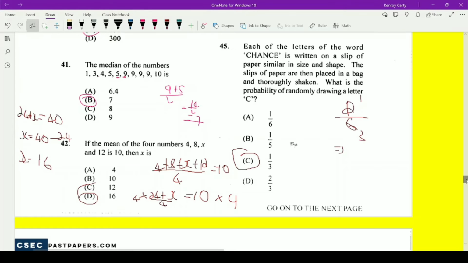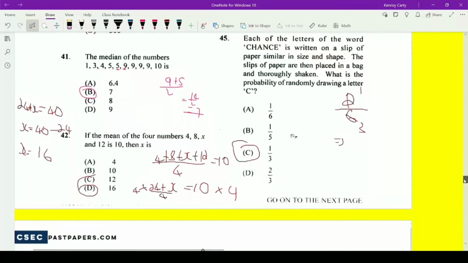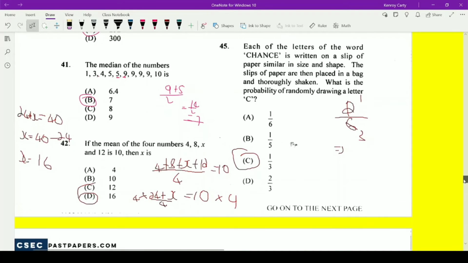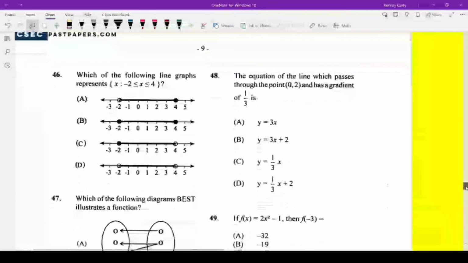So when dealing with probability, you need to find out the total number of possible outcomes and the event that you're interested in, which is the number of C's. So it's 2 out of 6 possible outcomes.